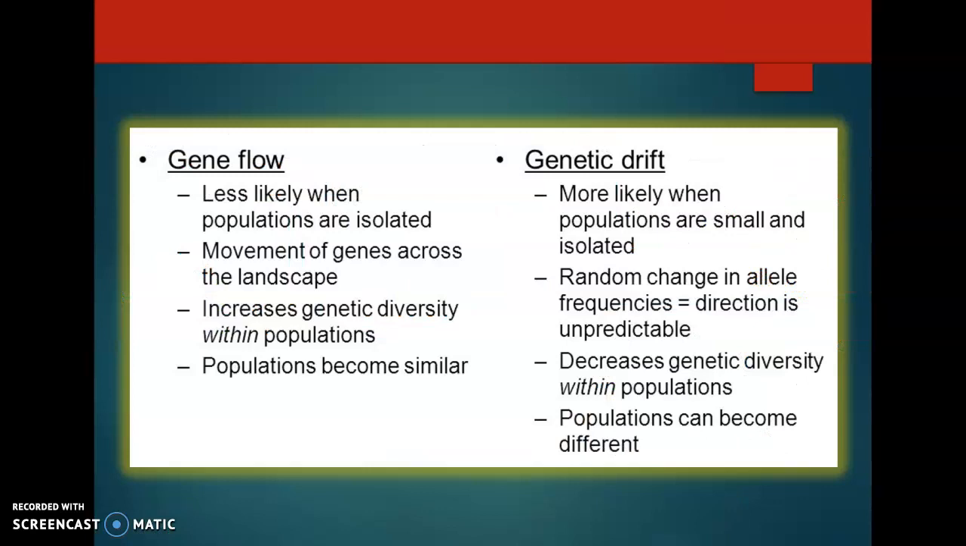And then I put this here just so you could look at the differences between gene flow and genetic drift, because they sound a whole lot alike. So gene flow, wherever you go, your genes go with you, is less likely to occur when populations are isolated. So if you have an isolated population of beetles, then you can't have another population of beetles having individuals bleed into your population. It's not going to happen.